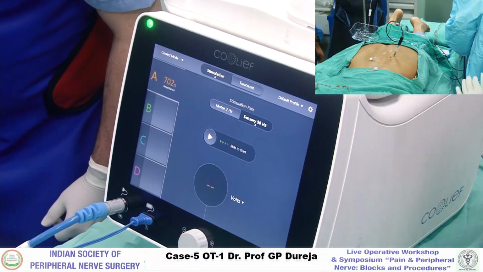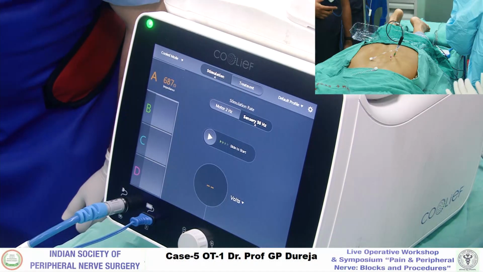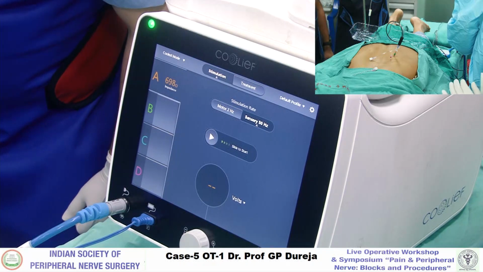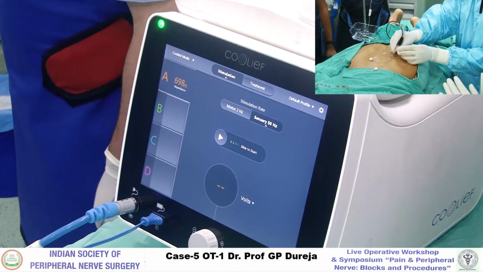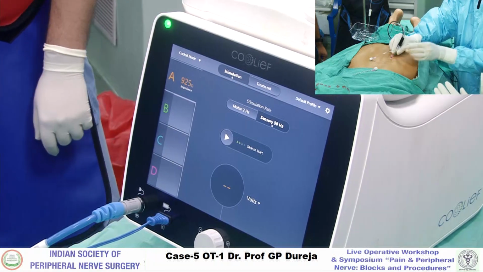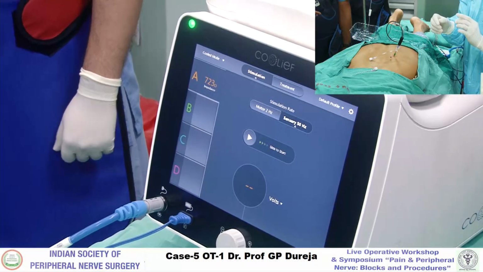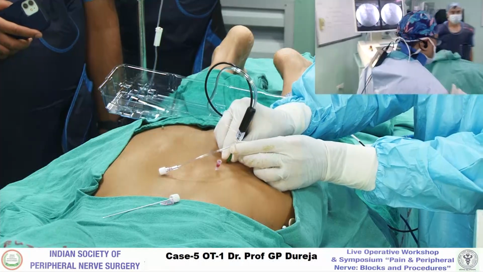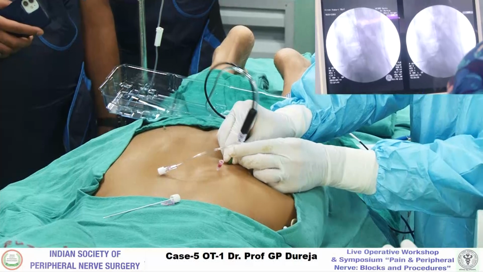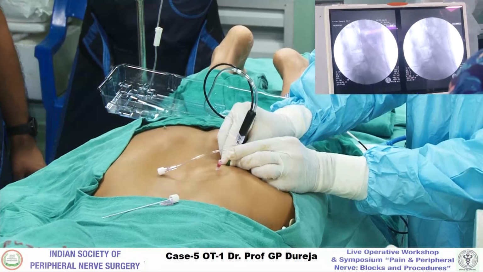Around 500. So we check the impedance, which should normally be around 500, maximum 500 to 600. Here it is coming 800, 900, so we need to reposition. Yes, we are repositioning now. It is very close to the nerve.